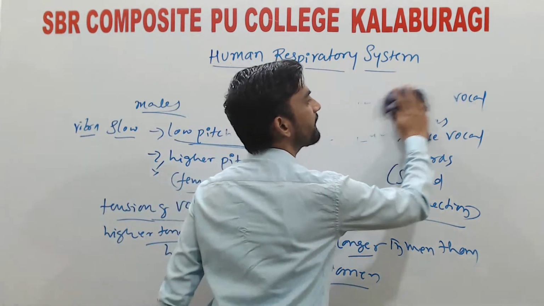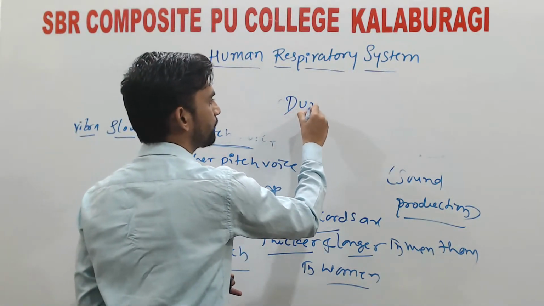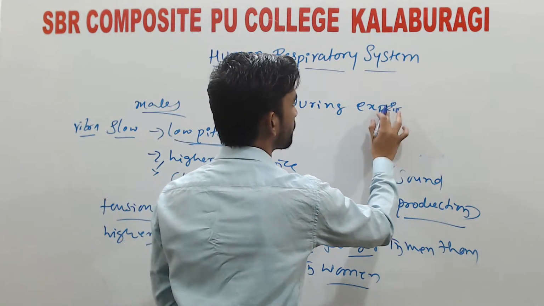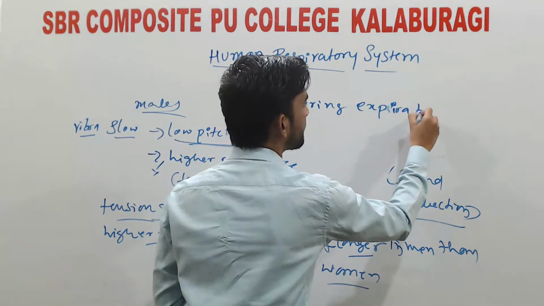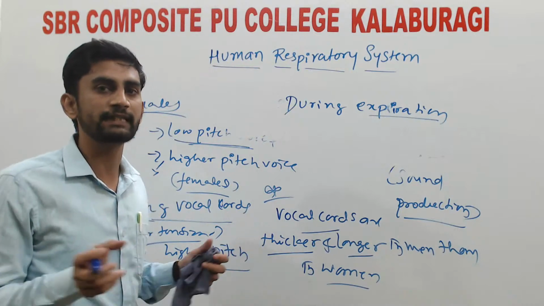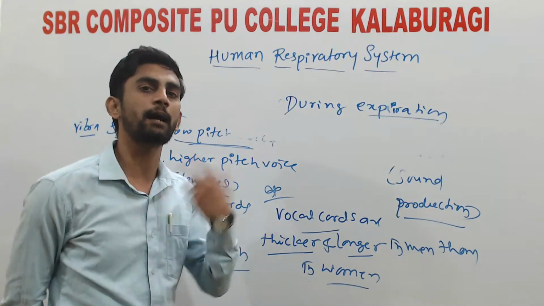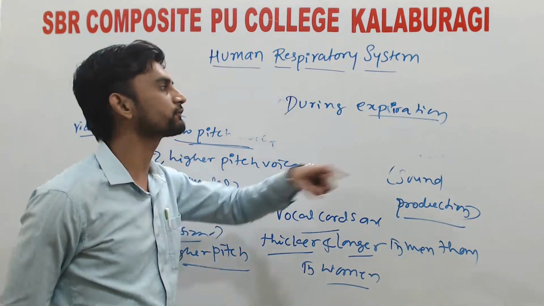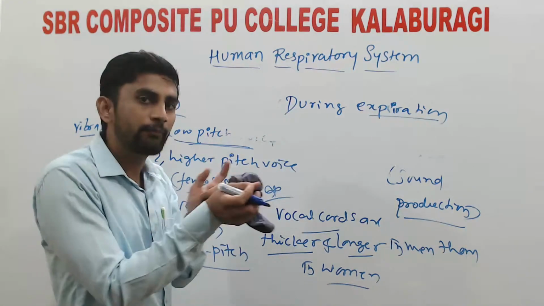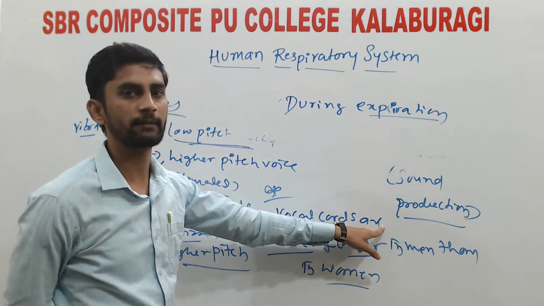The vocal cords produce sound during the expiration process. This is very important. While exhaling, when contraction takes place, intrapulmonary pressure increases, and that pressure makes the air come out of the lungs. Through the conducting zone, it reaches the true vocal cords, vibration begins in them, and sound gets produced during expiration only.